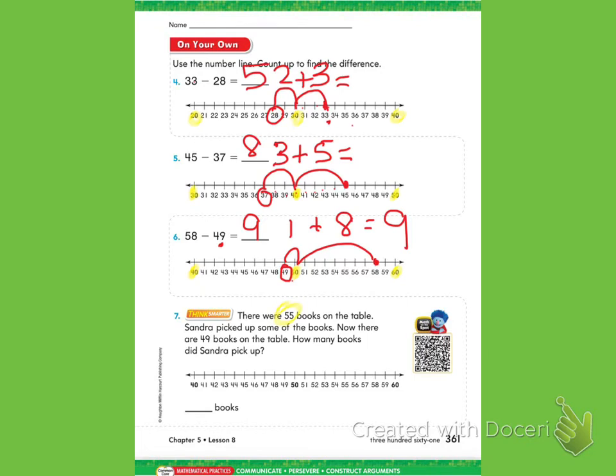So number 7, get a highlighter. There were 55 books on the table. Sandra picked up some of the books. That sounds like a missing number, some of the books. And now there are 49. How many books did Sandra pick up? Because I have a missing part, I'm probably going to be subtracting.